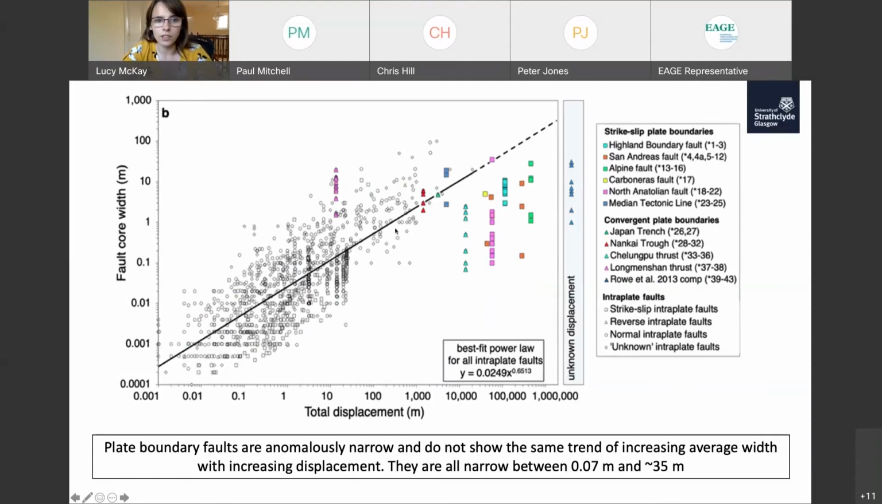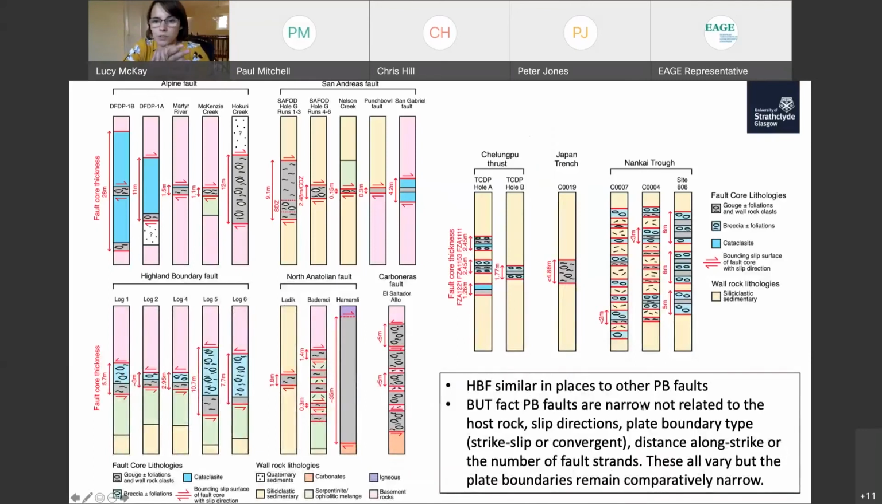So this is the data collected from all plate boundary faults that I could, and they all are anomalously narrow and don't follow this trend of increasing average fault core thickness with increasing displacement. So all plate boundary fault cores appear to be narrow, between 0.07 meters and 35 meters wide, with no trend. And in order to test whether this was related to their structure, I then constructed some schematic structural logs to show the internal structure of the Highland Boundary Fault compared to these other plate boundaries.